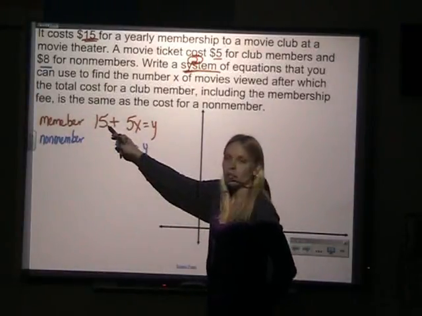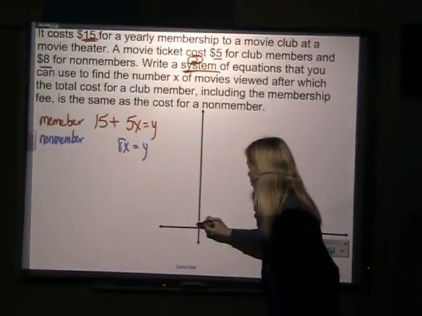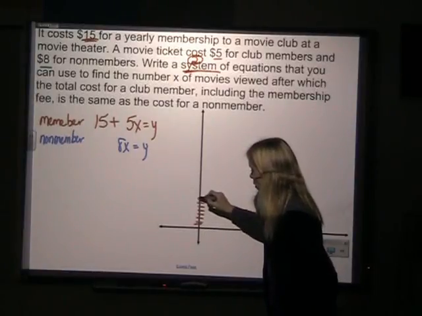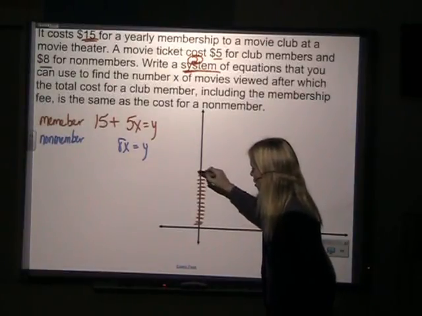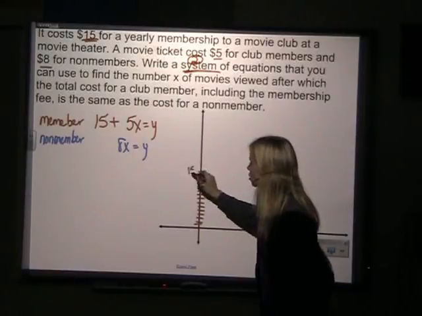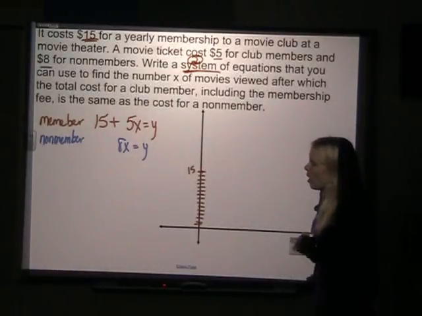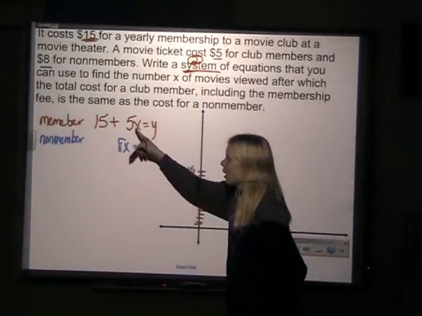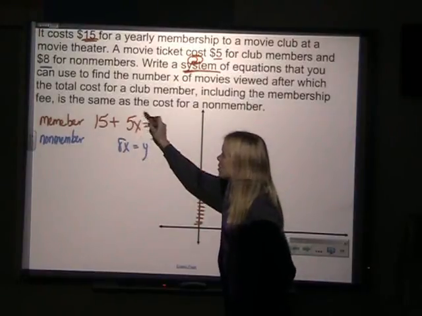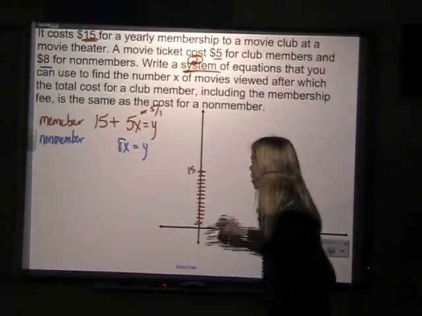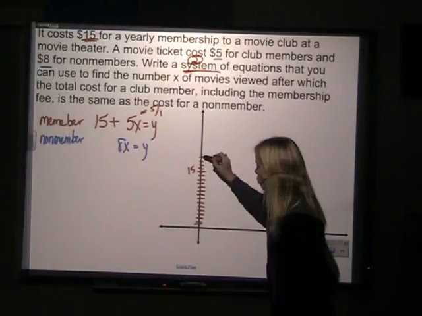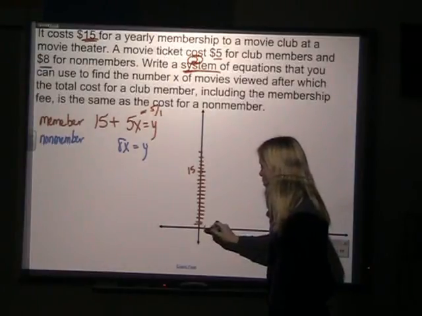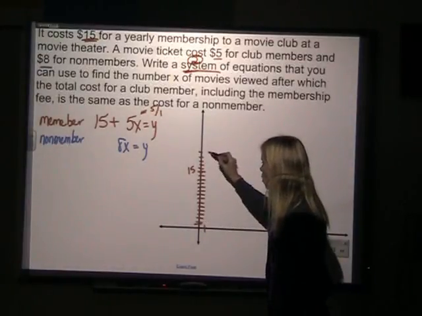I'm going to start at the y-intercept of 15. You wouldn't have to go up by 1s. You just need to make sure you mark that. And then I'm going to go up 5 and over 1, because 5 is the same thing as 5 over 1. So 1, 2, 3, 4, 5 is where I'm going to go up. 1 is where I'm going to go over.